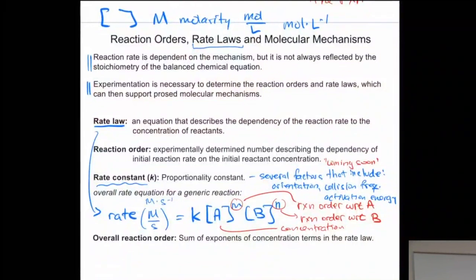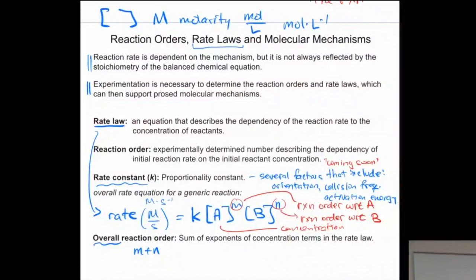And the overall, so that's the individual reaction order. We can talk about what the reaction order is with respect to A separately, with respect to B separately, or we can talk about what the reaction order is for the overall reaction. This is just going to be the sum of the exponents. So in this case, it would be M plus N.